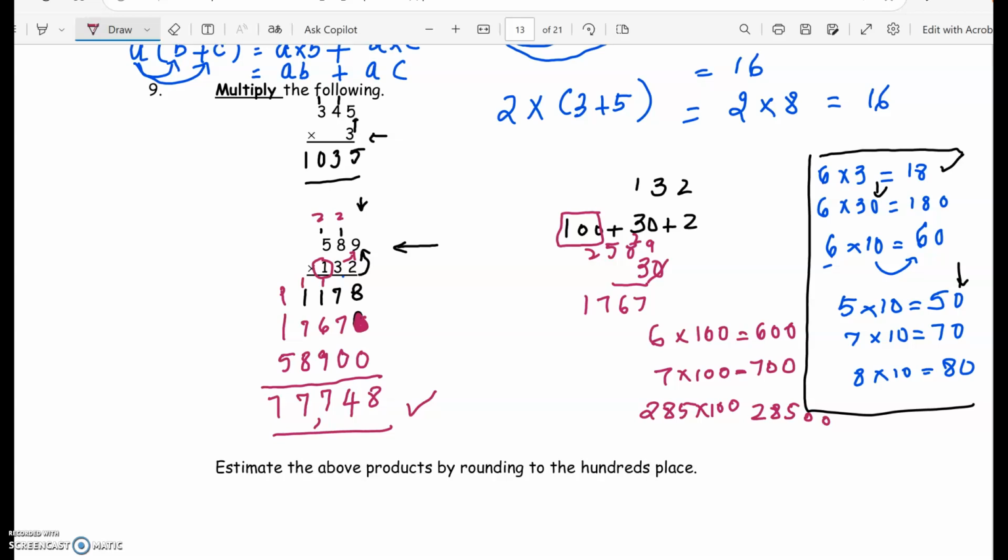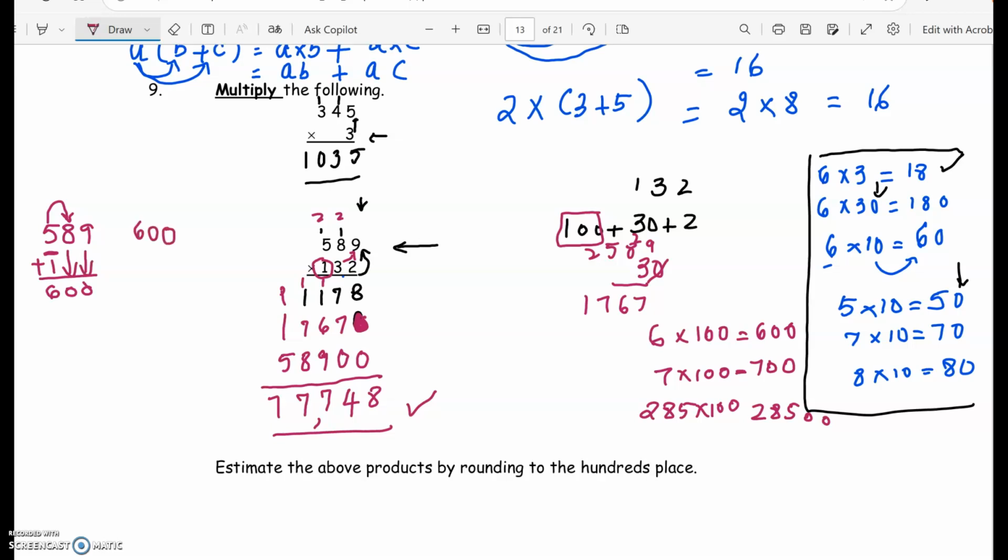Now, 589, if I round it to the hundreds place, 8 tells us to round up, so we add 1. 5 plus 1 is 6. Then these two numbers become zeros, so we have 600.